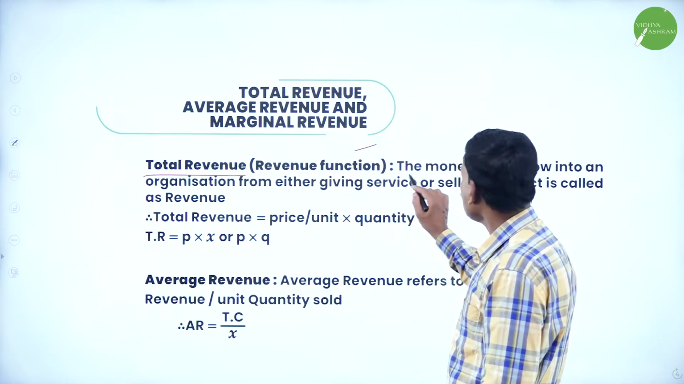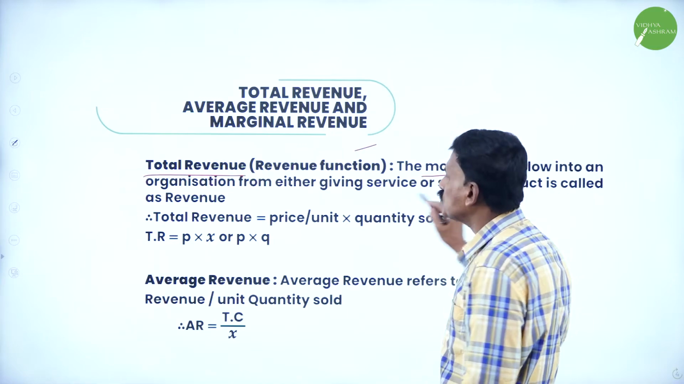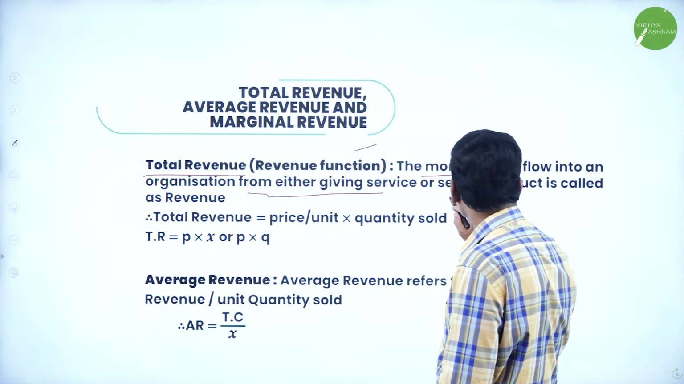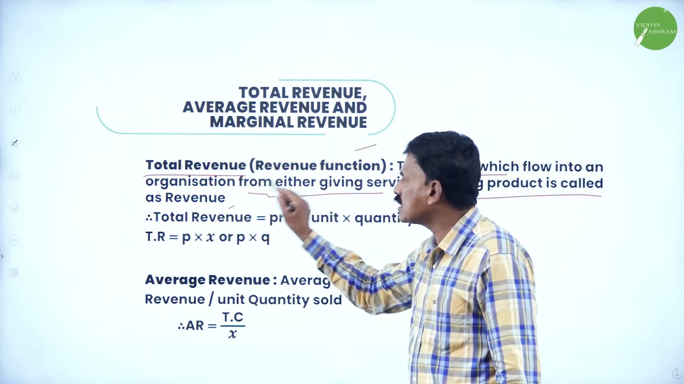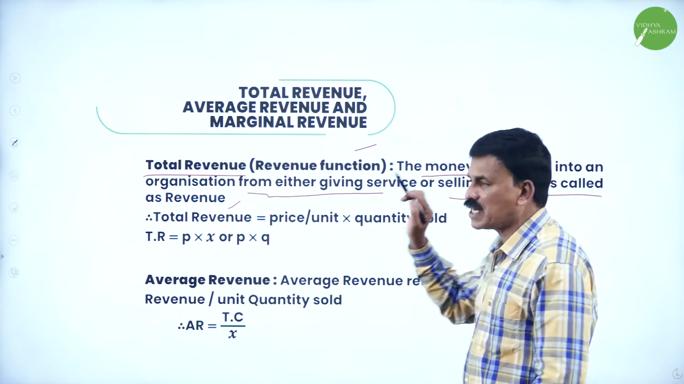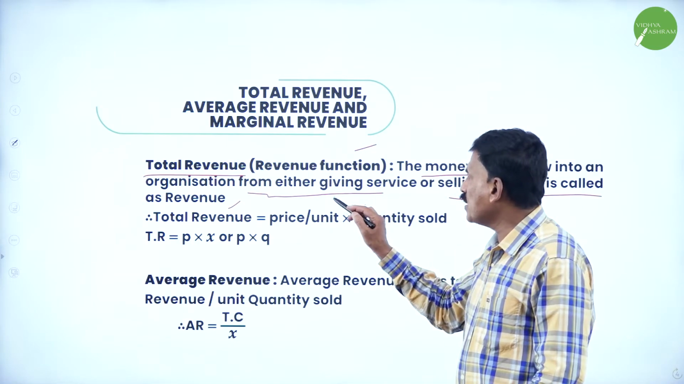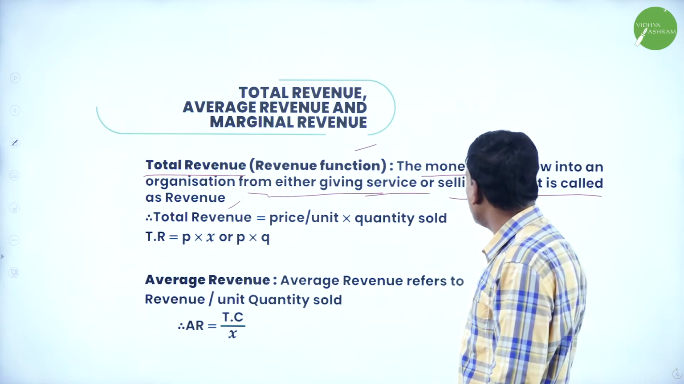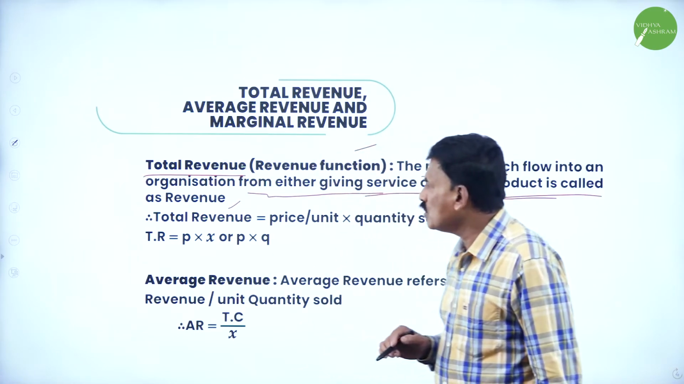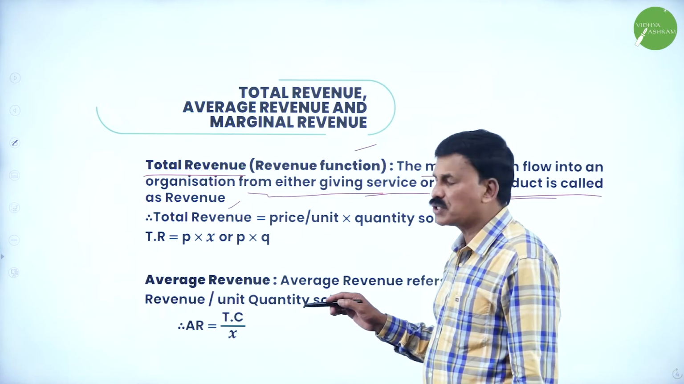That is, the money which flows into an organization from either giving a service or selling the product is called the revenue. What is the revenue here? The money which flows into an organization from either giving a service or selling the product is called the revenue. So therefore, how to define the total revenue?